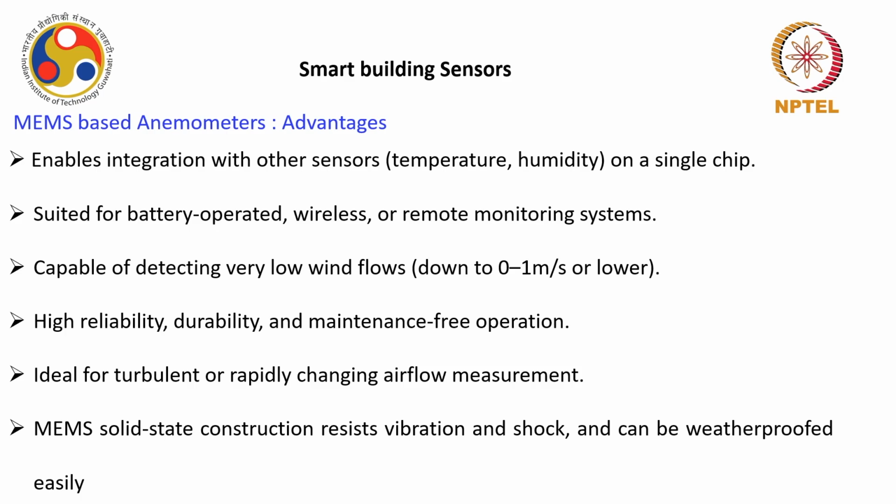So, there are various advantages of using MEMS platform for the development of anemometers, like they enable integration with other sensors very easily on a single chip. These other sensors we have seen can be temperature sensors or humidity sensors. They are suited for battery operated wireless or remote monitoring systems because of their miniaturized size. They are capable of detecting very low wind speed, even down to 0 to 1 meter per second or even smaller than that, because of the very small cantilever associated with it, and the deflection of this cantilever or the diaphragm can easily be converted into a certain voltage change or current change, which can be easily measured.